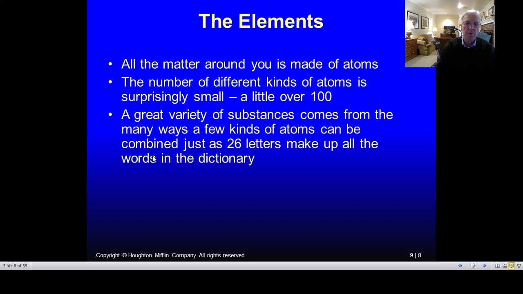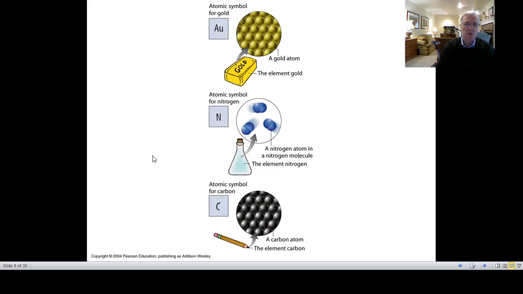Now, everything around you is made up of atoms. The number of different kinds of atoms is surprisingly small, just a little over 100. So all the great variety of substances come from combining these atoms in many ways. Just this small number of atoms can be combined, just like the 26 letters of the alphabet make up all the words in our dictionary. So as we've mentioned, gold is made from gold atoms, nitrogen from nitrogen atoms, carbon from carbon atoms, and the way we identify these on paper is with the symbols: Au for gold, N for nitrogen, C for carbon.